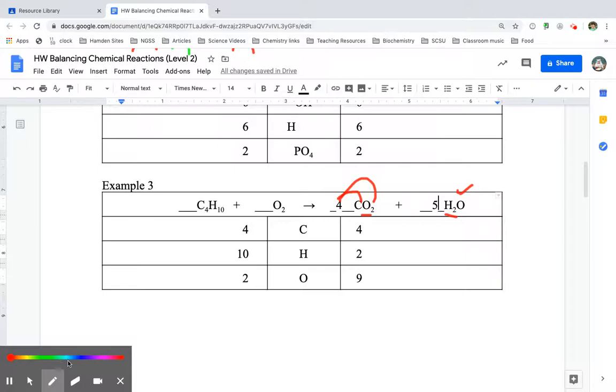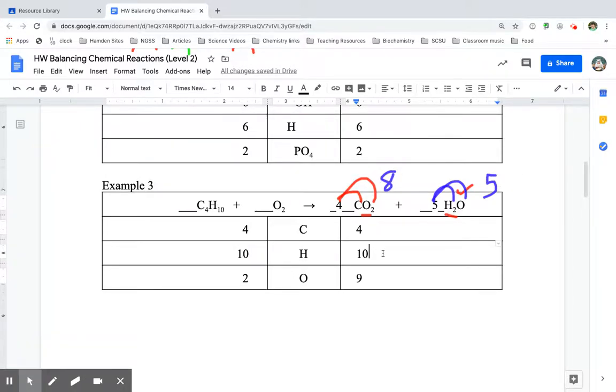But remember, I need to multiply this through. 5 times 2, I did it, so I changed the H's. But it also changes the O's. 5 times 1 gives me 5, plus 4 times 2 is 8. So my oxygens are 8 plus 5. 8, 9, 10, 11, 12, 13 oxygens.